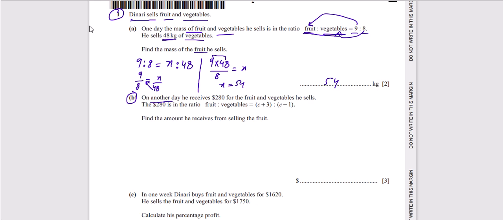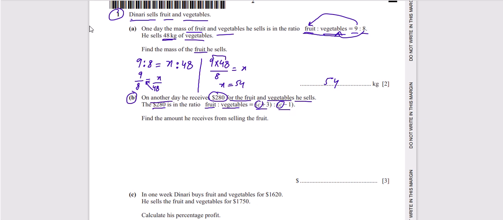On another day, he received $280 for the fruit and vegetables. He sells the $280 in the ratio fruit to vegetables. The given ratio is C plus 3 to C minus 3. Find the amount he received from selling fruit. So now we have to find the value of C. C is the amount from selling fruit.